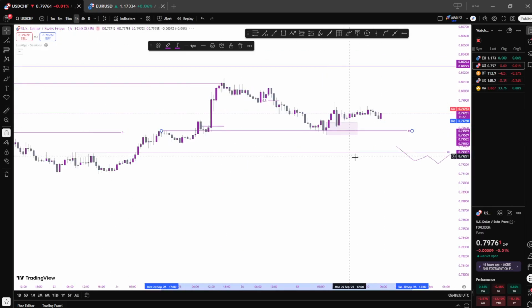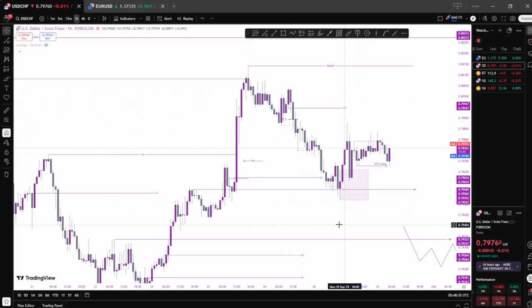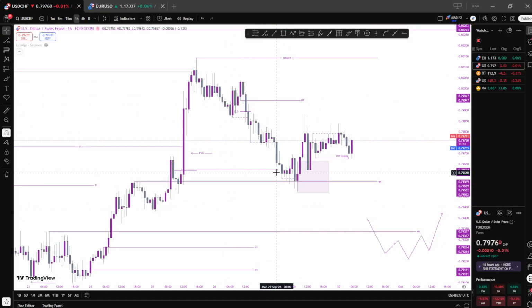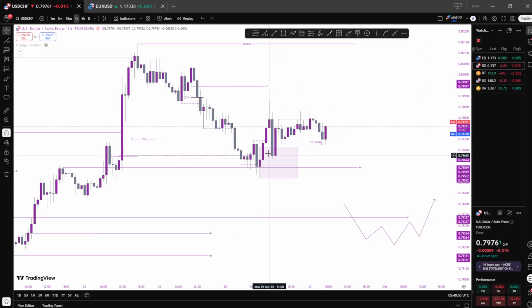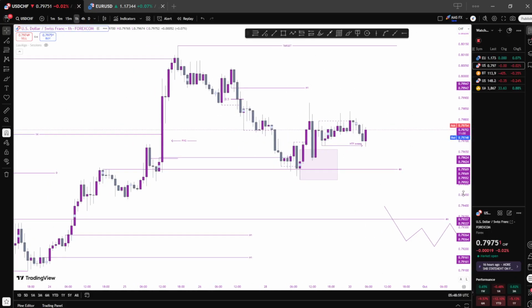So on the 1-hour, you can see price tapped into the 1-hour order block over here. We had the break of structure here on the lower time frames. The 1-hour market structure sits over here. Then we had a tap into the order block that caused the break of structure. And yeah, that's the reaction we are getting.